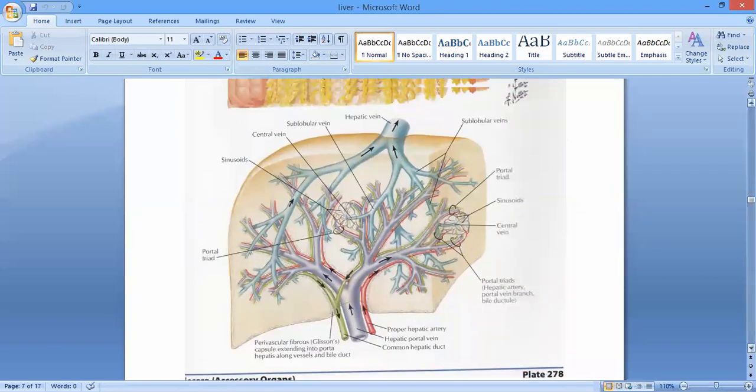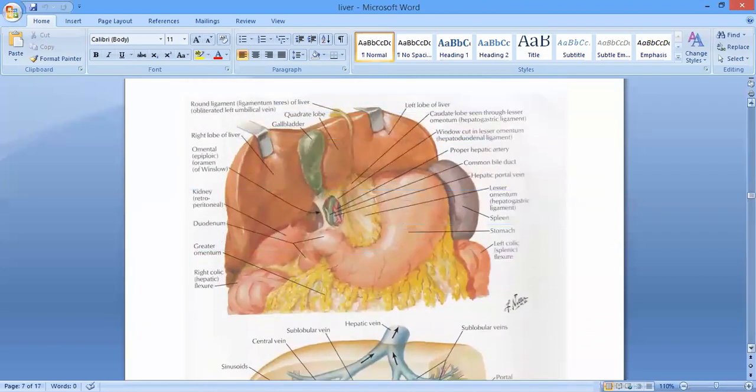Okay, now I'll talk about the subhepatic space, okay? What is the subhepatic space? The subhepatic space, as you know, is a portion of the supracolic compartment of the peritoneal cavity, okay? That lies immediately below the liver, okay?